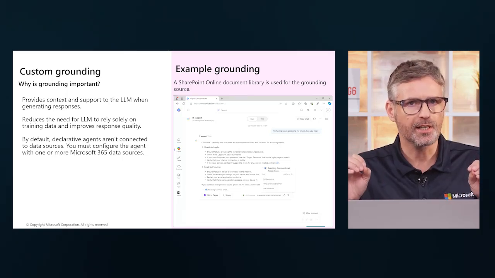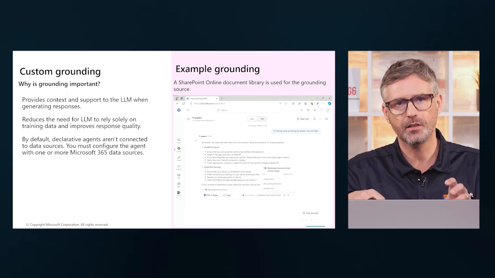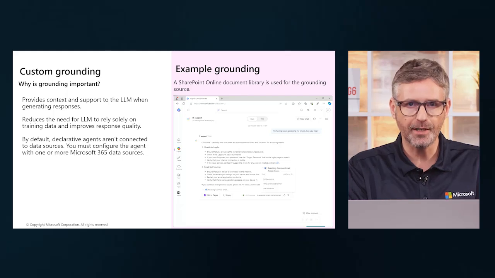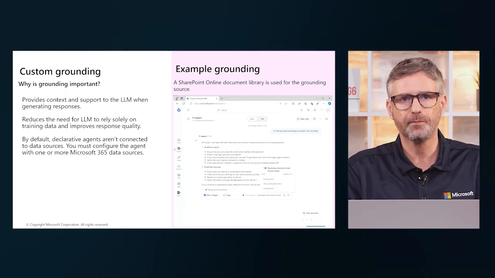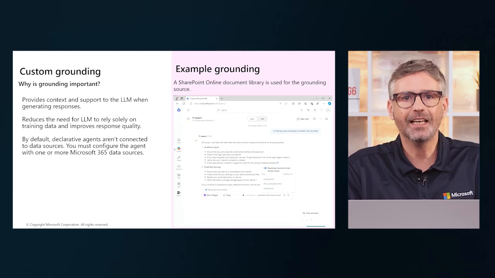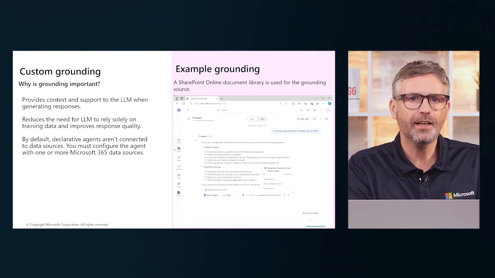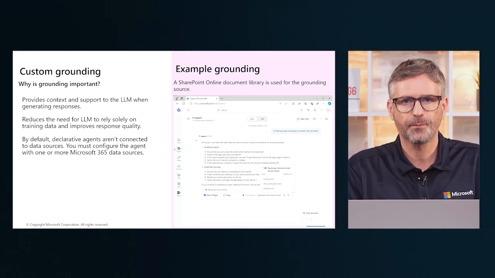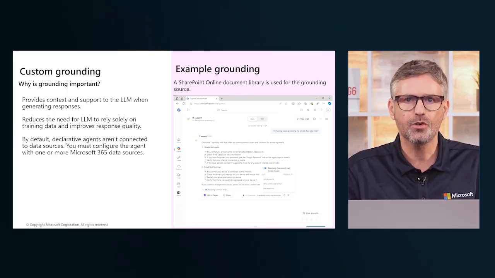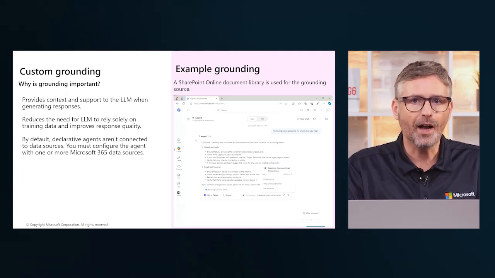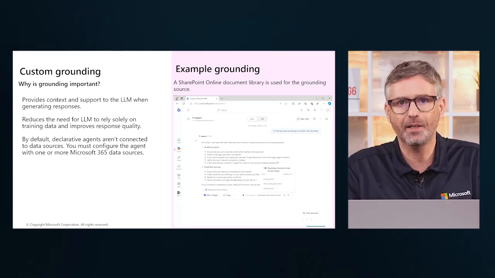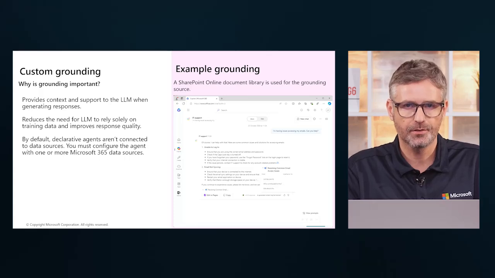Custom grounding is the process of connecting these large language models, these LLMs, to real-world information, which helps in generating more accurate and relevant responses. This reduces the need for the LLM to rely solely on its training data, thereby improving the quality of its responses. By default, declarative agents are not connected to any data source, so you must configure the agent with one or more Microsoft 365 data sources if you want. For example, a SharePoint library document can be used as a grounding source.